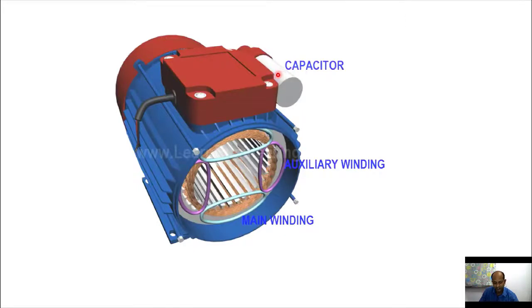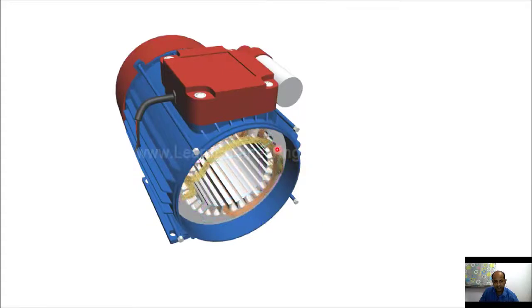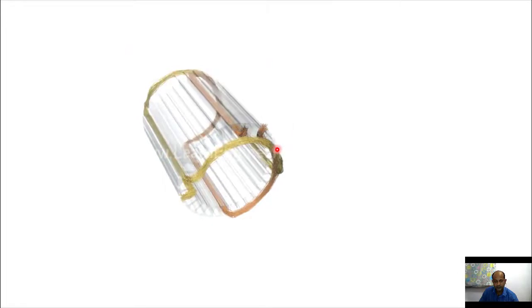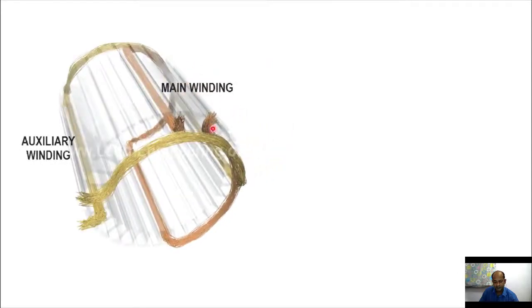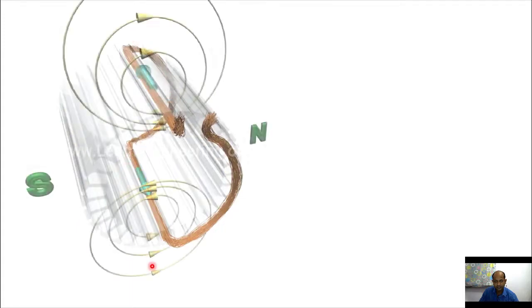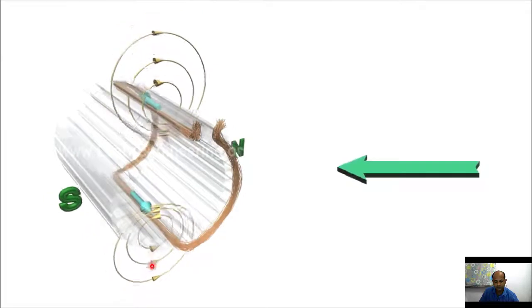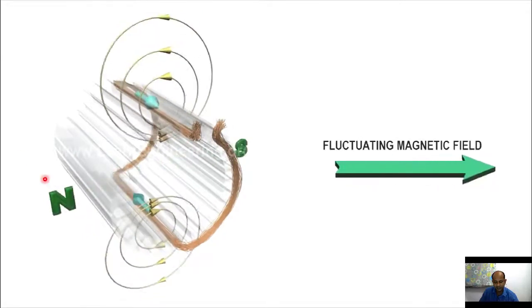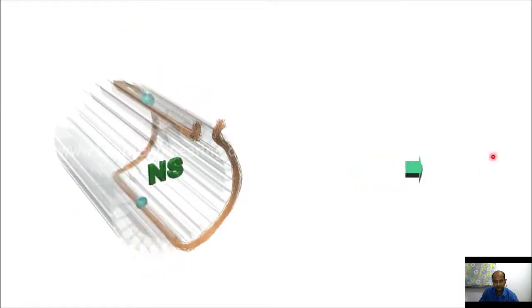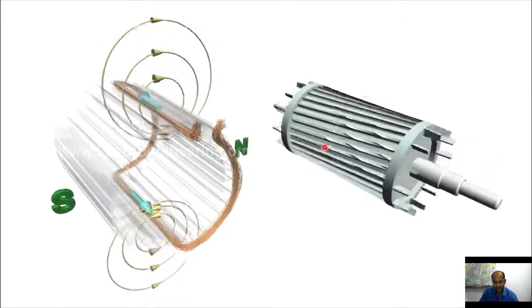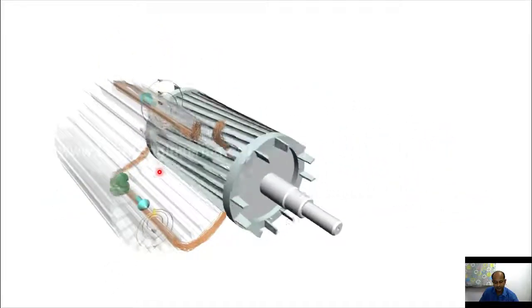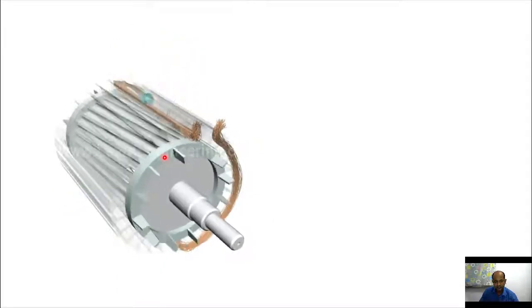I have mentioned this capacitor is connected with the auxiliary winding to provide the inherent starting torque for a single phase induction motor. Now assume there is only one coil in the auxiliary and main winding, for ease of our understanding. Suppose no current is flowing through the auxiliary winding, and only the current is flowing through the main winding. This produces a fluctuating magnetic field, and the rotor is rotating inside this fluctuating magnetic field.